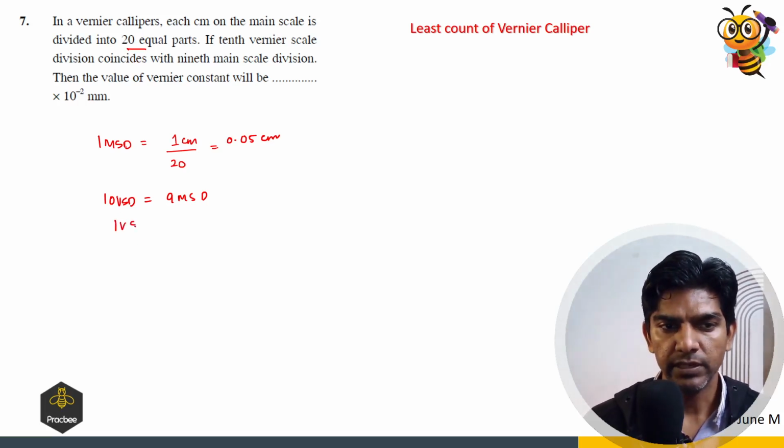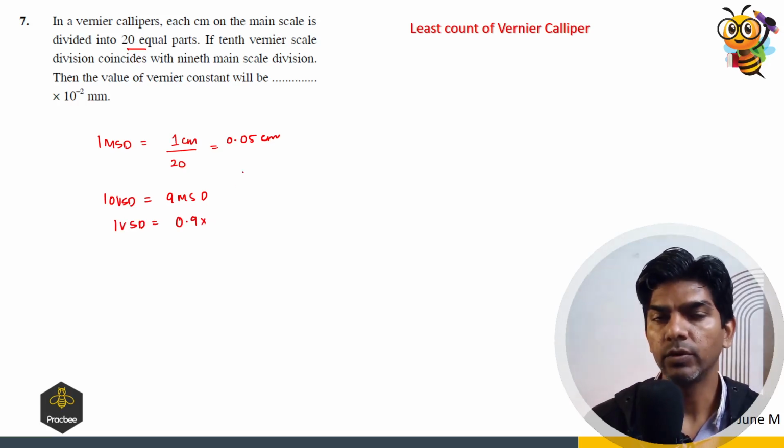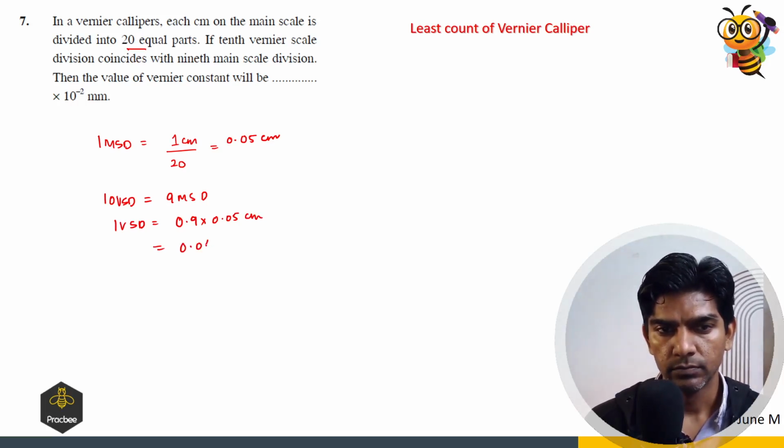So one Vernier scale division will be 0.9 times main scale division, and one main scale division is 0.05 centimeter. So that will be 0.045.